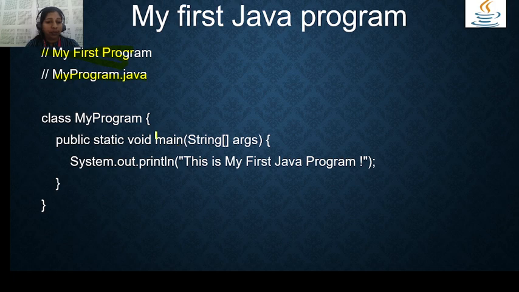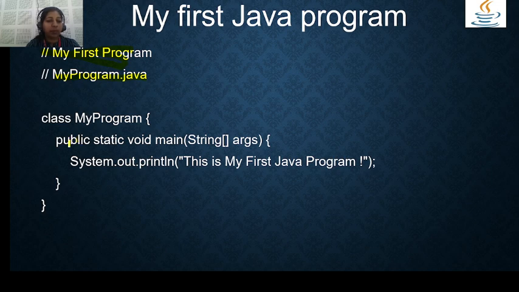So our program name is myprogram. Then curly bracket, that is the start of the class. Then public static void main string array args. So what this line indicates, it has more than 5 or 6 keywords. So first is the public one. Public means that it is an access modifier in Java. There are four access specifiers: private, protected, public, default.